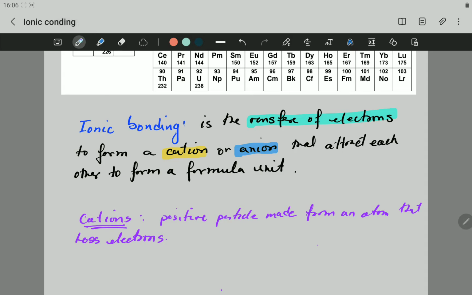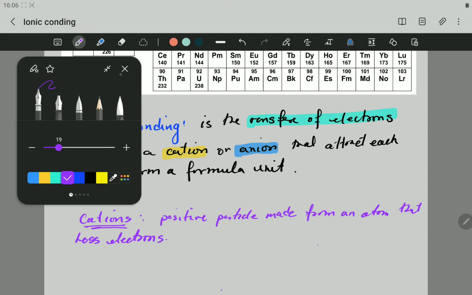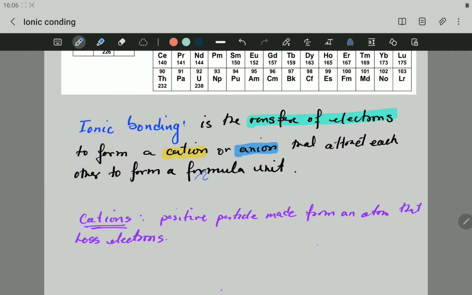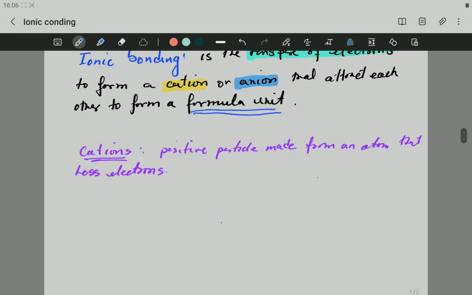The result of ionic bonding will be the formula unit. Remember, the result of covalent bonding was the molecule. Here we are talking about formula unit. So let's go by steps. Cation. What are cations? Cations are positively charged particles, made from an atom that loses electrons.